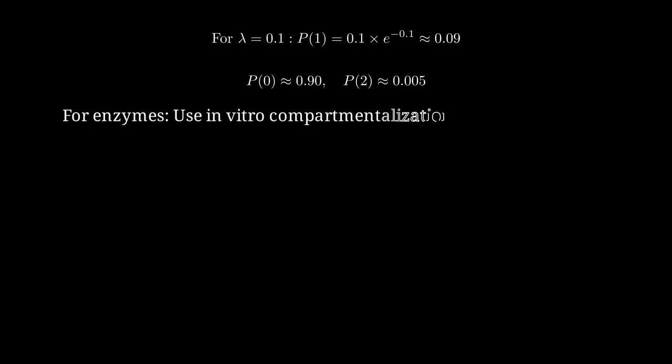For enzyme evolution, we don't need whole cells. We use a technique called in vitro compartmentalization, where we encapsulate DNA, transcription translation machinery, and substrate all in 1 droplet. Now we arrive at the most crucial part.